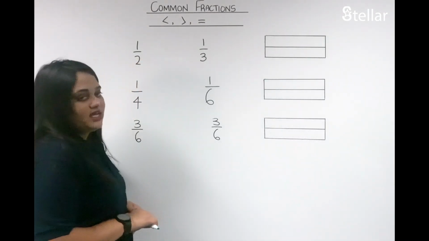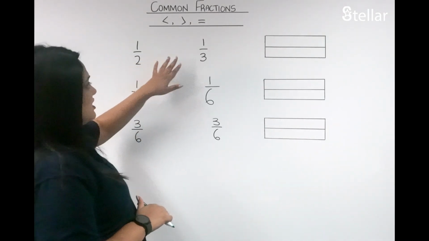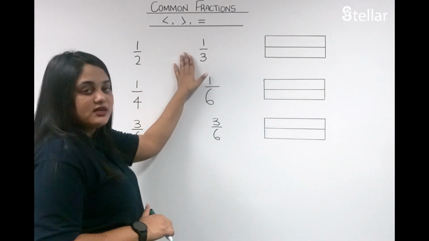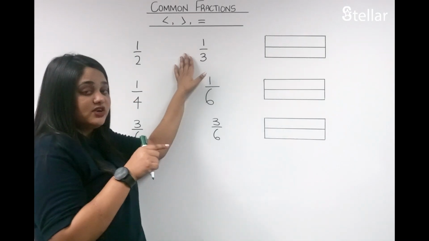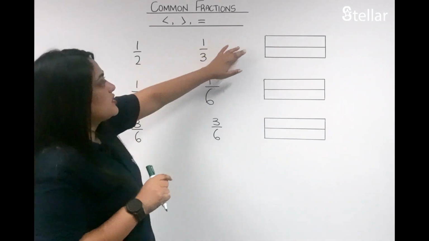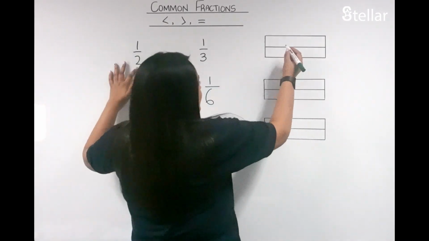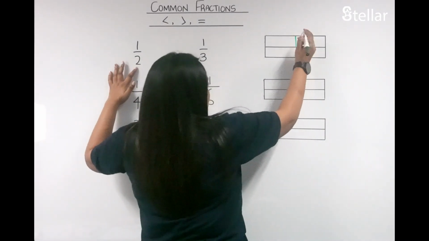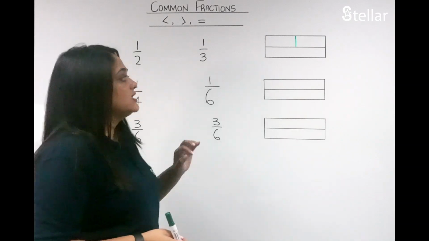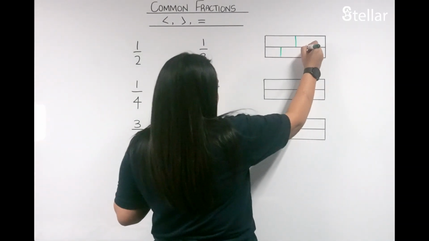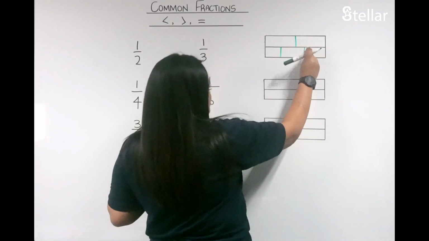Let's look at the first example. Which is bigger, which is smaller? Half or 1/3? Remember, we had that lesson already. So let's look at a piece of chocolate. The first one I'm going to divide in half. 2 pieces. The second piece I need to divide by 3 pieces. 1, 2, 3.